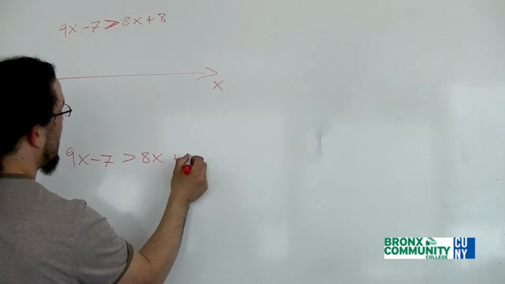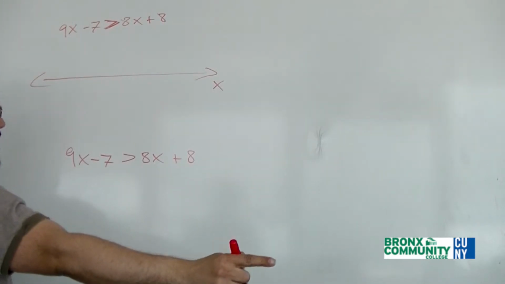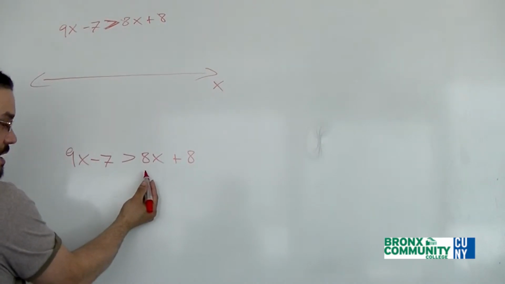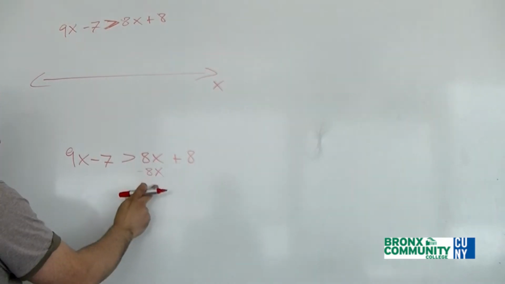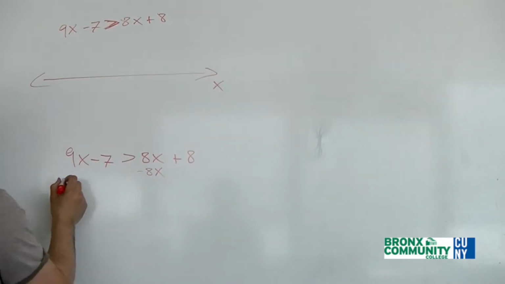We're just gonna solve for x. How do we solve for x? We place everything with x on one side and everything without x on the other, right? We try to isolate x, get it by itself. I myself like to work with positive numbers, so I prefer to remove this 8x by subtracting 8x. What I do on one side of the inequality sign, I must do to the other.